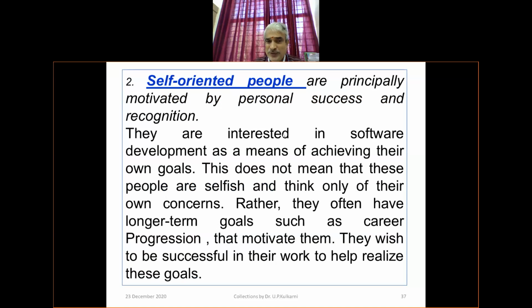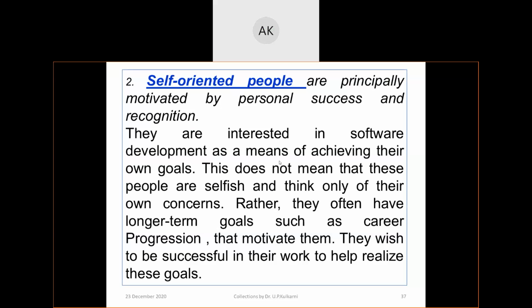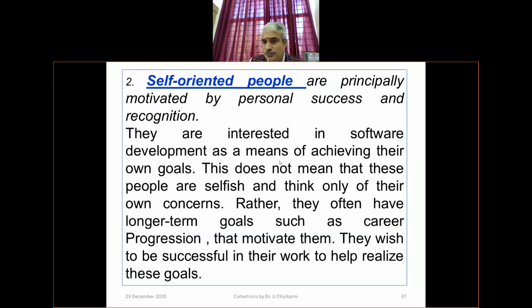Then self-oriented people are motivated by personal success and recognition. They have their own goals. They contribute to the organization, and thereby they also look to their recognition and personal success at the same time. They are not selfish and thinking only of their own concerns, but they are motivated by their personal success and recognition. If people say, "Oh, really, you've done this," and we acknowledge it, they get motivated.